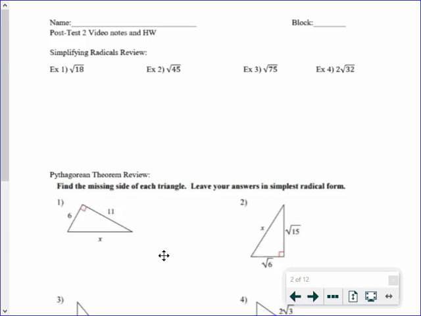I hope the Unit 2 test went well. If you could please find this piece of paper for the notes, and on the back is the homework for our post-test homework. That would be great.